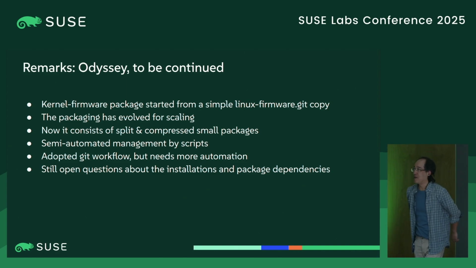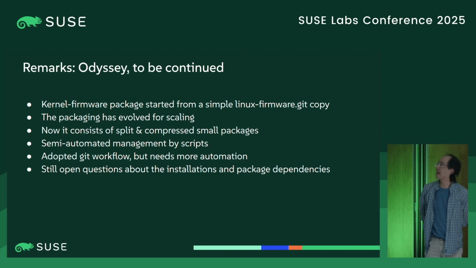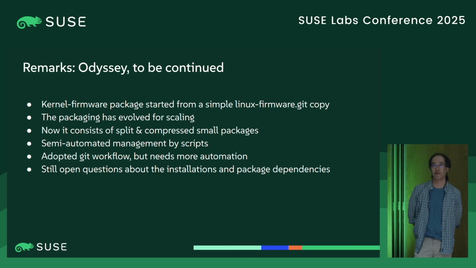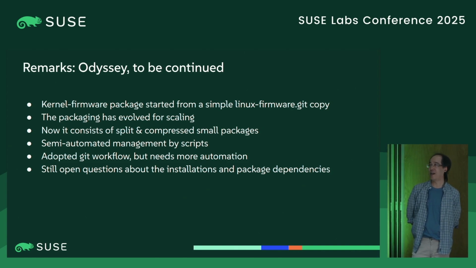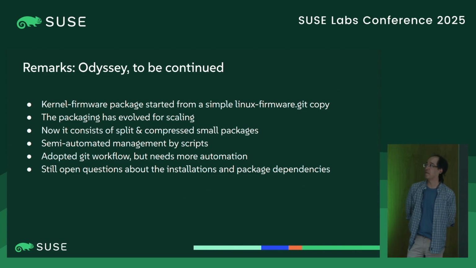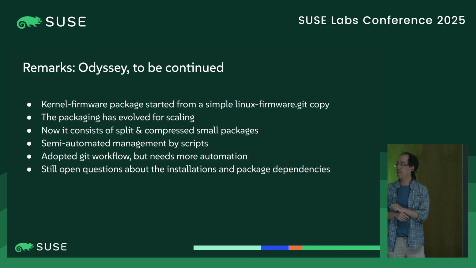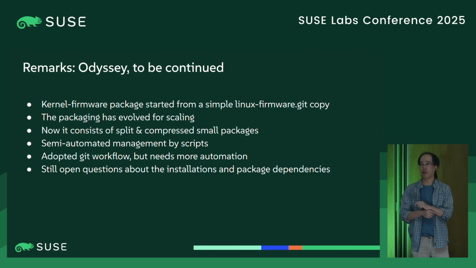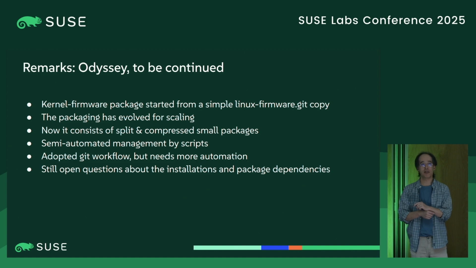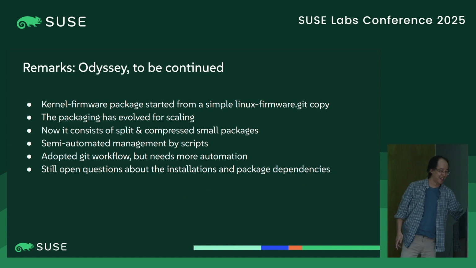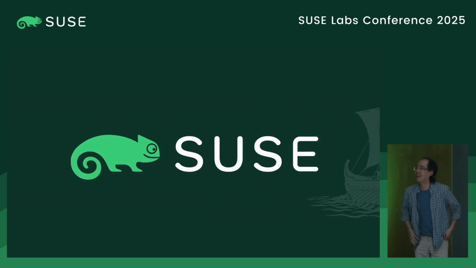So the final remarks. The kernel firmware package started from a very simple Linux firmware Git tree copy, but it has evolved very much because of the scaling problem. Now it consists of split and compressed firmware files, and is managed semi-automatically by scripts. We adopted the Git workflow, but still have many problems to be solved. Yeah, that's all. Thank you.